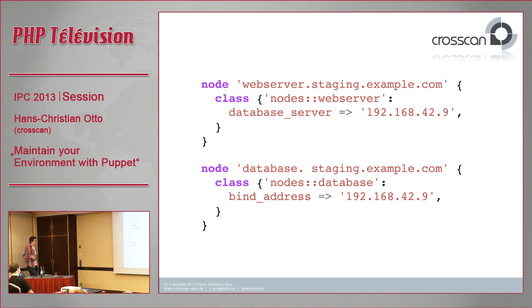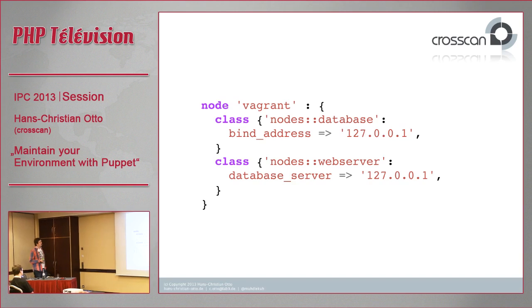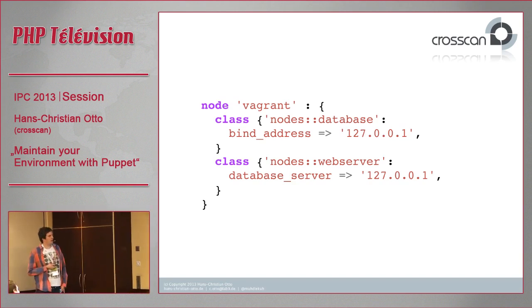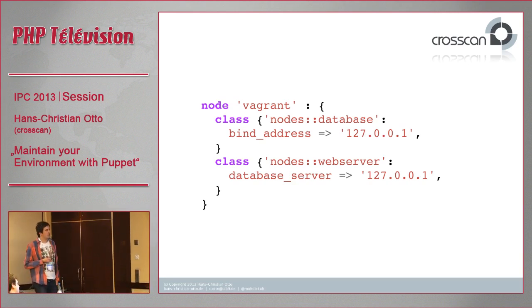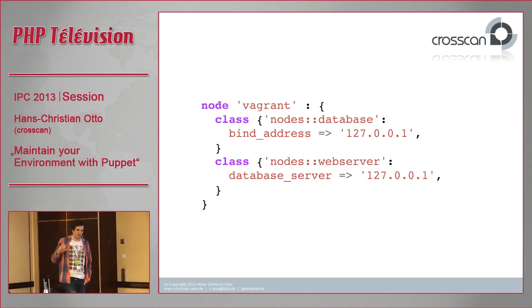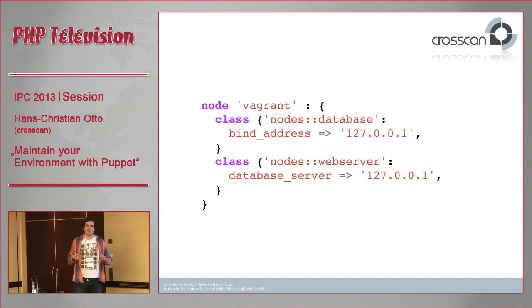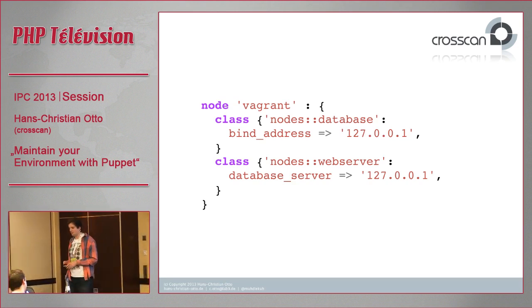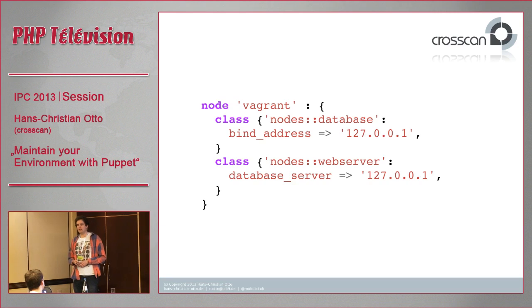And if you now have the staging environment, you would probably change these variables. And if you're in the development environment on the Vagrant node, you will just import both node classes, the database server and the web server, bind on localhost and connect to localhost. And this gives you the chance to really reuse exactly the same configuration on production, staging, and development.